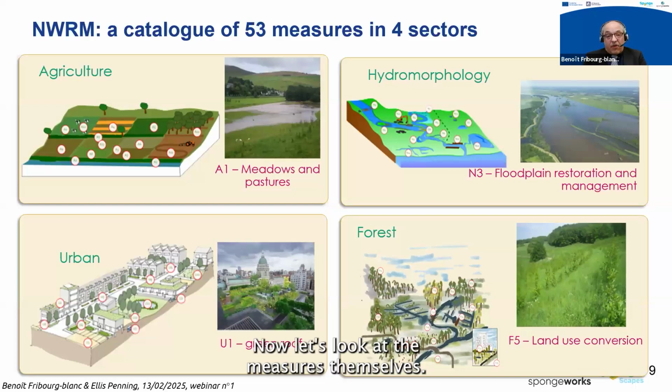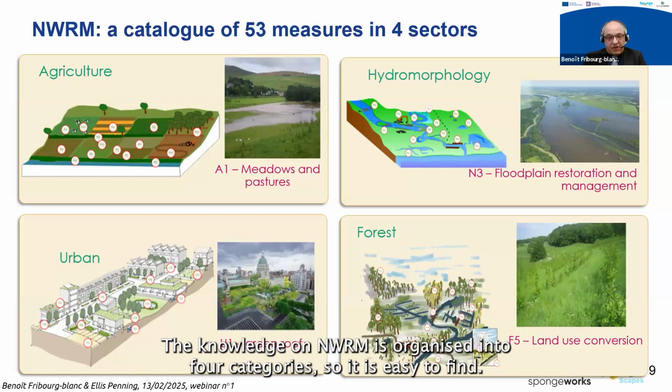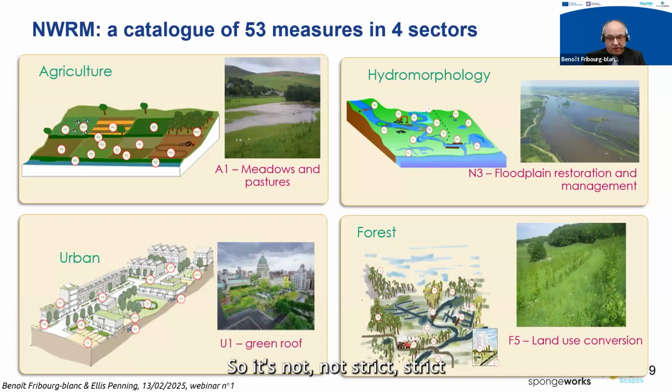Now let's go to the measures themselves. So the sponge or the NWM, it's really similar. It's organized in 4 main categories. The knowledge is organized in that way for an easy retrieval. So it's not strict boundaries, but for easy navigation in the platform and easy identification of the main information.